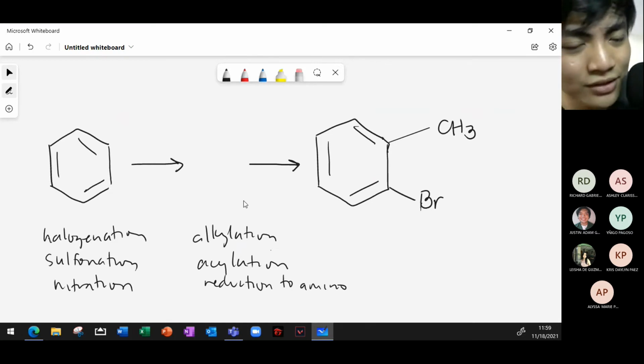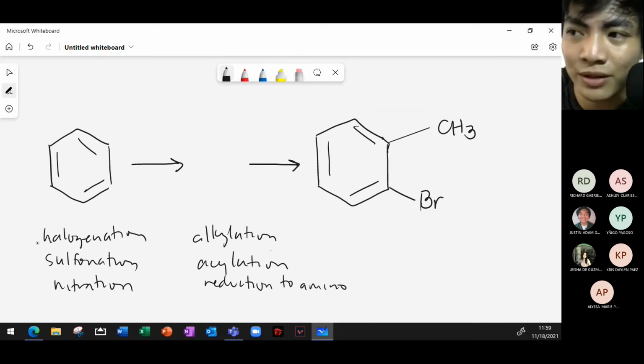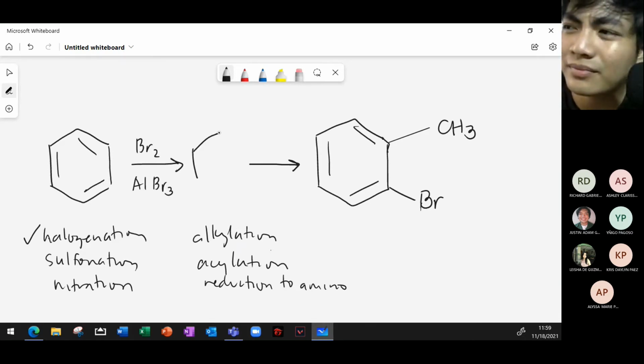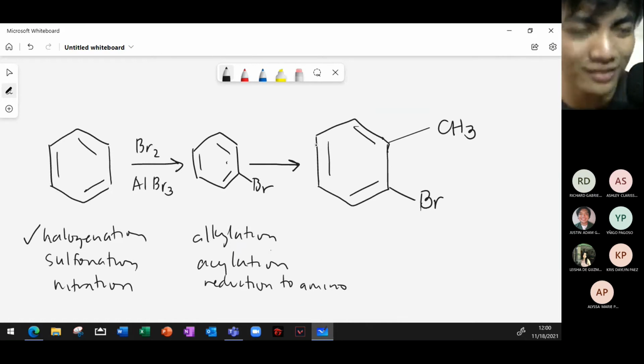Sabi ni Richard, halogenation. Yes, halogenation is pwede. So, since bromine yung kailangan mo, edi kailangan Br2, AlBr3. So, you will produce this product. Ano pa susunod? Isa na lang. Isang step na lang. Mapoproduce na natin yung product natin. So, after bromination, what can we do? Ano pa pwede gawin? We can do what?